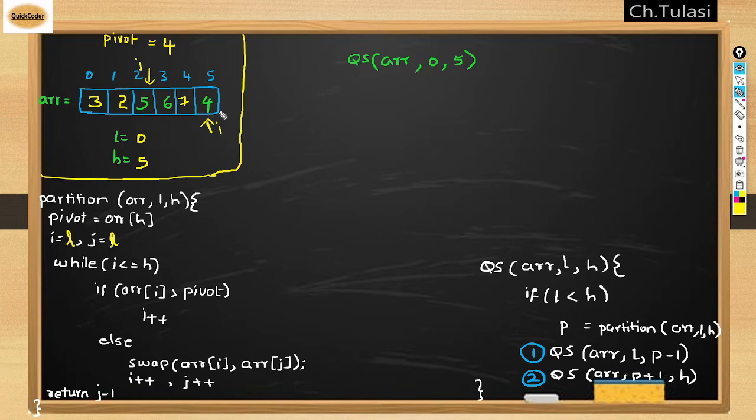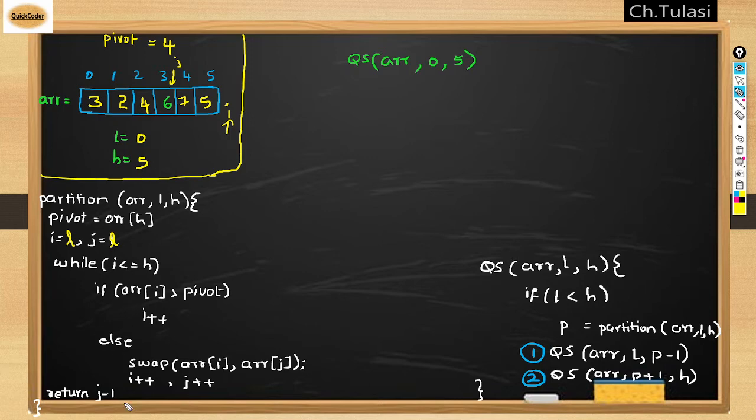Again check: is my array of I greater than pivot? No, it is equal to pivot. Then what should we do? We should swap the array of J and array of I elements, meaning here 4, here 5. Then increment my J, meaning my J will come here, and increment my I. My I will come here. So see here, my pivot point is 4 and my I comes here. This should be done only when I is less than or equal to H. But it is greater than H. My I will become 6 now, but my H is only 5.